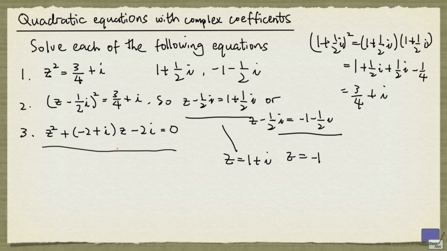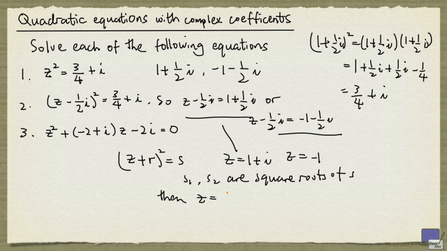What about the third equation? Well, as we have seen, something like this is easy to solve. And so if we can write this equation into this form, then the solutions will become apparent, because if s1 and s2 are square roots of s, then the solutions are s1 minus r and s2 minus r. So the question is, can we always rewrite this equation into this form? And the answer is yes. And the method for doing so is the method of completing the square.